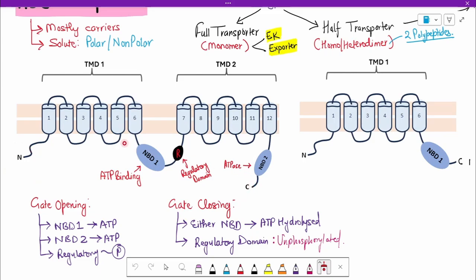Okay, between the 6th and 7th helix we have a loop where the ATP binding domain is present, and this ATP binding domain is commonly called the nucleotide binding domain. Adjacent to the nucleotide binding domain we have a regulatory domain, and on the last alpha helix near the C terminus we have another nucleotide binding domain. What is the significance of these nucleotide binding domains? We will see in a while.